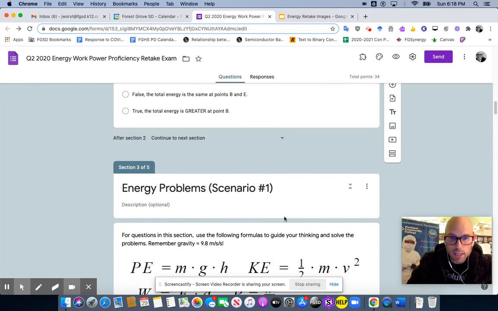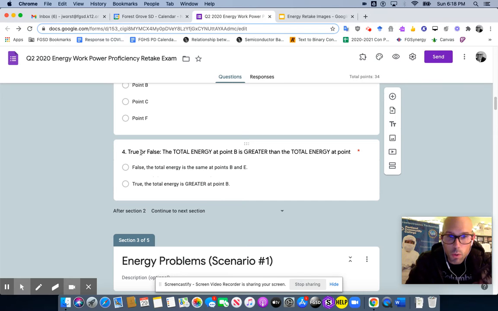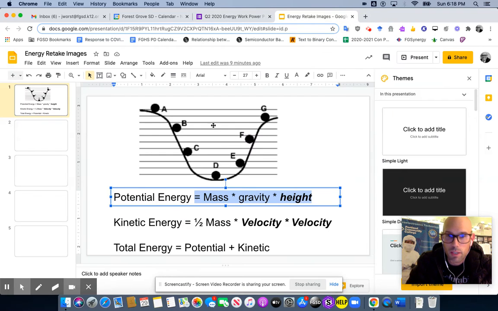And the last question down here, question 4. True or false? The total energy at point B is greater than the total energy at point... I'm not going to click on it because I don't want you to see the right answer. But if you're given 2 points, so B and maybe some other point here, I think it's B and E. Okay, B and E. Which point has the most total energy? Potential plus kinetic.